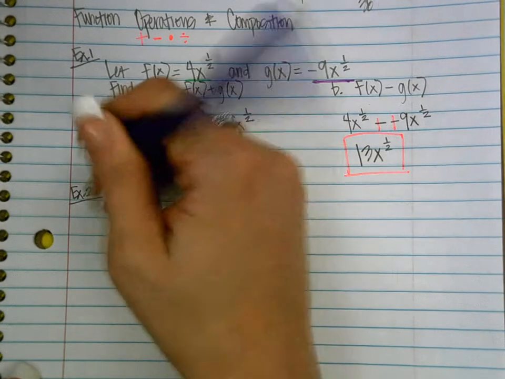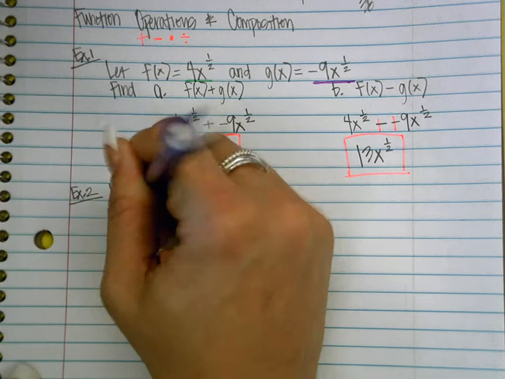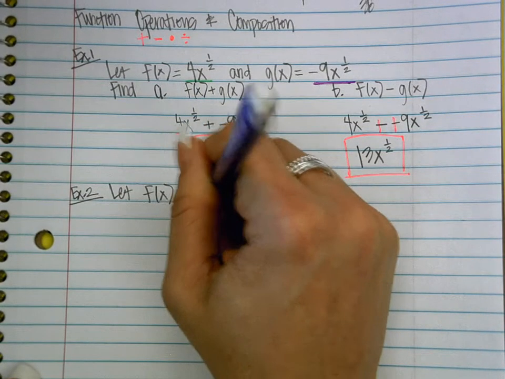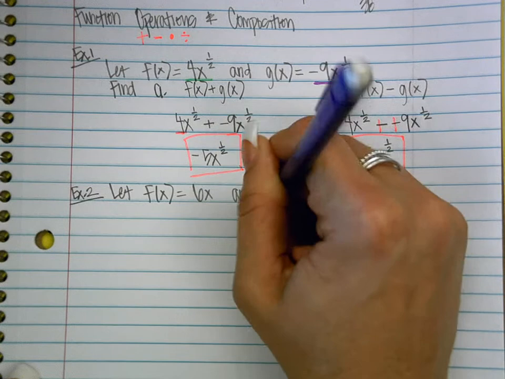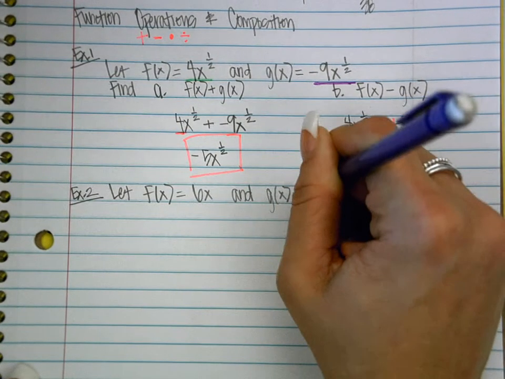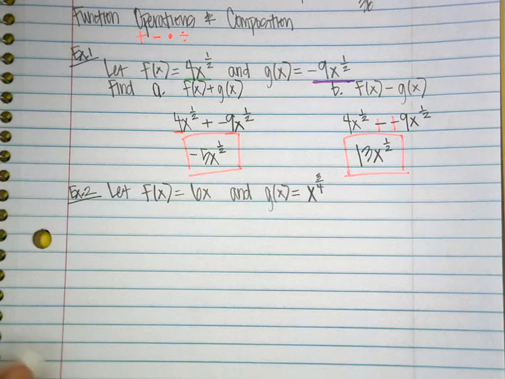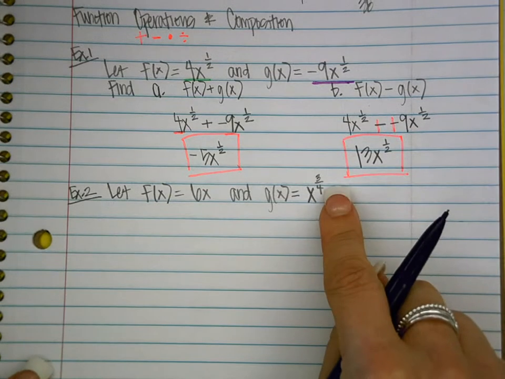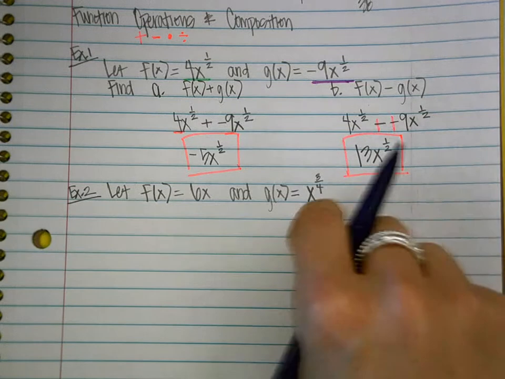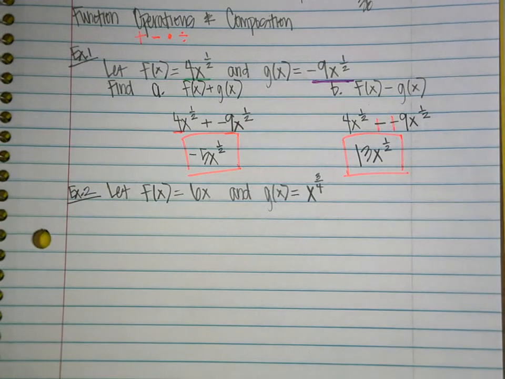For number 2, we're going to do another operation. For example, number 2, if I tell you let f of x equal 6x and g of x equal x to the 3/4 power. Please be very careful with your handwriting here, that 3/4 looks like a power, an exponent, not a number in line with the x. So just be careful with your handwriting there.